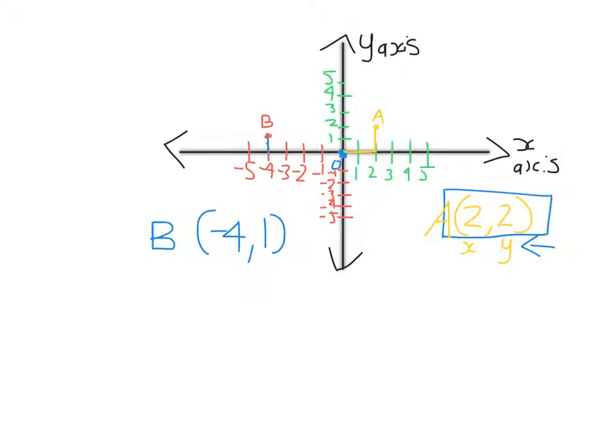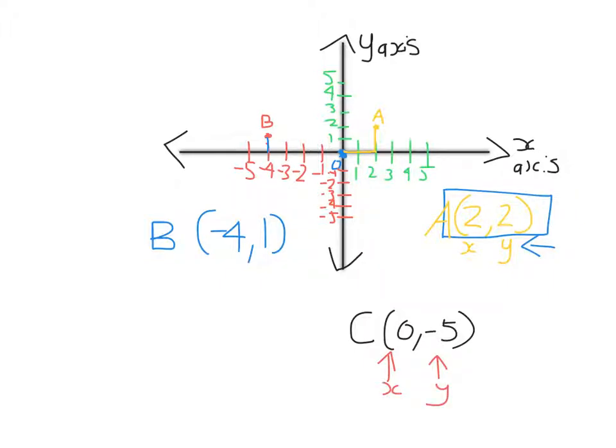First number is the x-coordinate and the second number is the y-coordinate. Now let's say you were asked to plot a point. So I'm going to plot a point C, and it's going to be the point (0, -5). So I want to plot this point. So the first value, remember, is always the x value, and the second is the y.